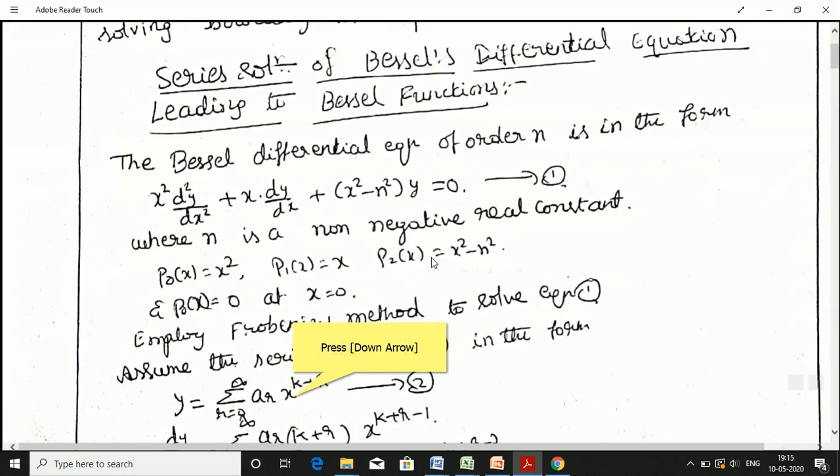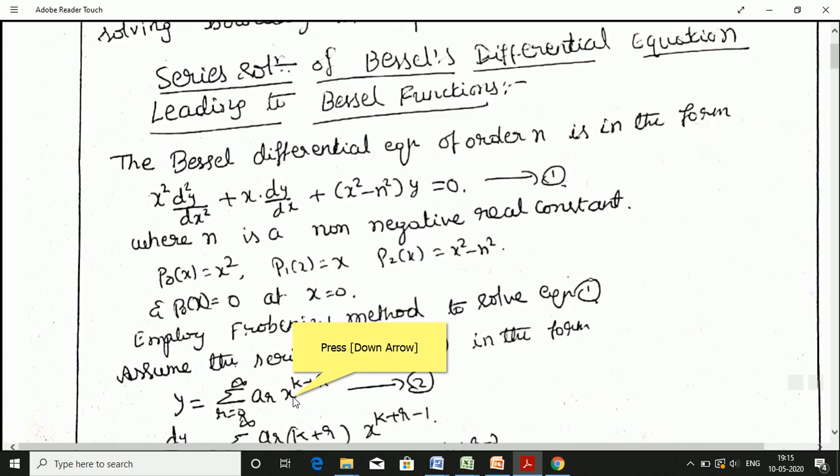Dear students, in this video, I'll explain how to find the infinite series solution of the Bessel differential equation, leading to the Bessel function. The Bessel differential equation of order n is in the form x squared d squared y by dx squared plus x dy by dx plus (x squared minus n squared) y is equal to 0. Here n is a non-negative real constant and this is a second order homogeneous differential equation.